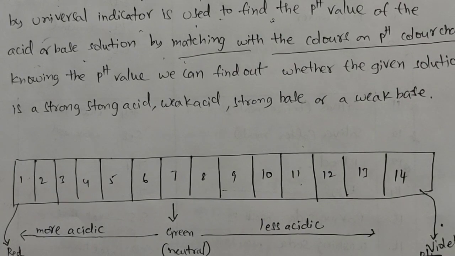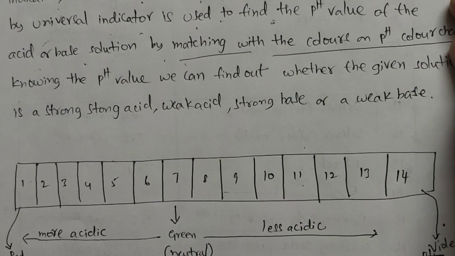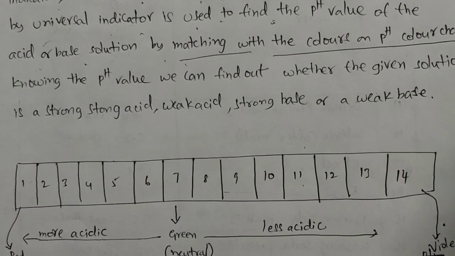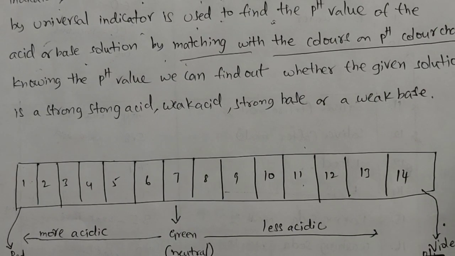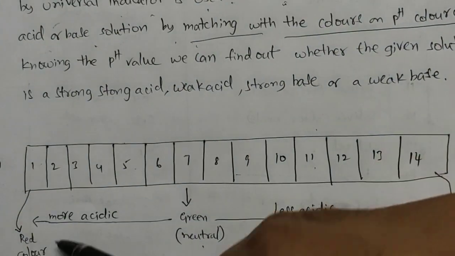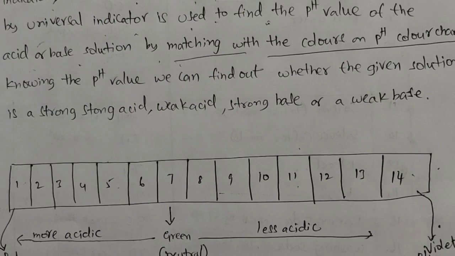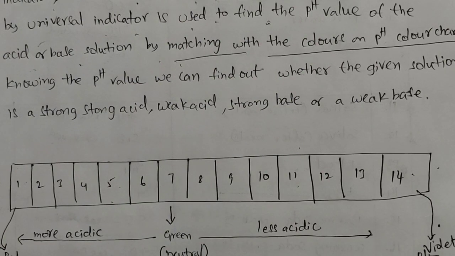So what we do, for example, a solution of unknown pH is provided, and you are given a universal pH paper also, and asked for its pH. Then simply we put a drop of that solution on the pH paper and observe the color obtained. Then match that color with the pH color chart. If it matches with red, then the pH is 1. If it matches with violet, the pH is 14. If it matches with orange, the pH is 5, like that.